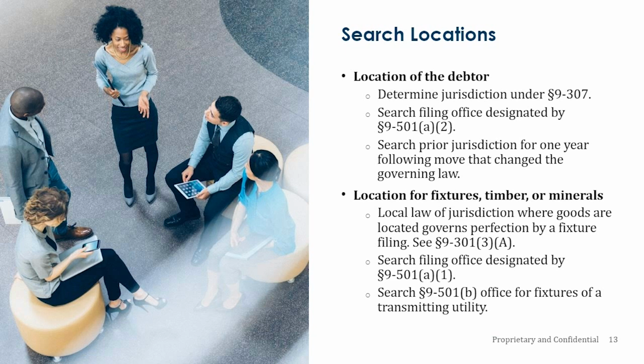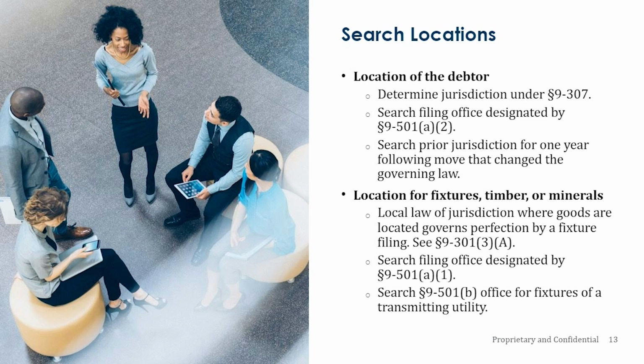UCC search locations. Location of the debtor. So you want to determine the jurisdiction under Article 9307. You want to search the filing office designated by Article 9501. You also want to search prior jurisdiction for 1 year following a move that changed the governing law.